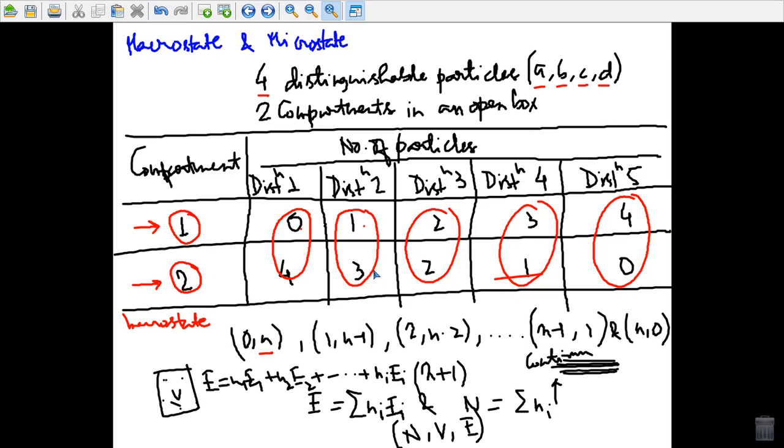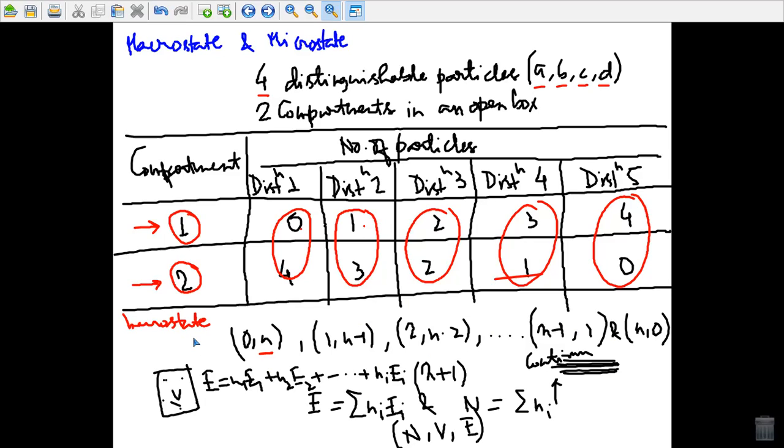So in general, for a system of n particles to be distributed in two similar compartments, the various macrostates are 0 n, 1 n minus 1, 2 n minus 2, and so on, up to n minus 1 1, and n 0. So therefore, the total number of macrostates for n particles would be n plus 1. As for 4 particles, there would be 5 distributions. So the number of macrostates for n particles would be n plus 1.